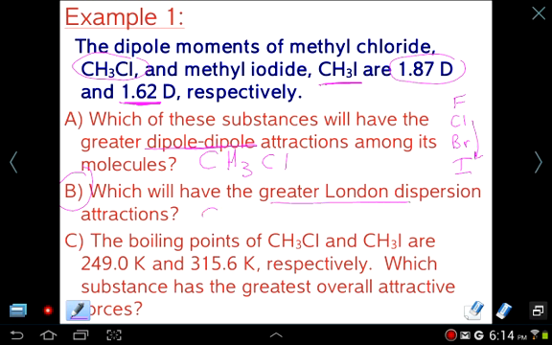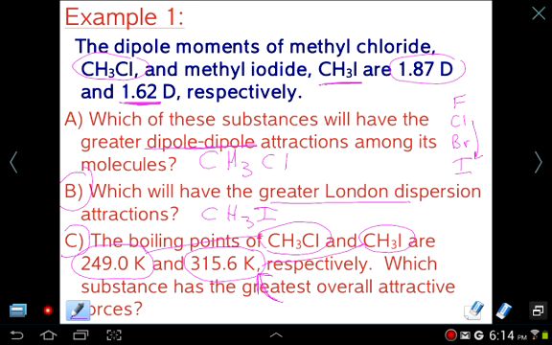So CH3I will have greater dispersion forces. And then part C says to compare the boiling points of these two. Let's go ahead and circle them again. CH3Cl is 249 and CH3I is 315. So these two are connected and these two are connected. Which substance has the greatest overall attractive forces? Well, because the boiling point is greater in the case of CH3I, it therefore has the greatest overall attractive forces.